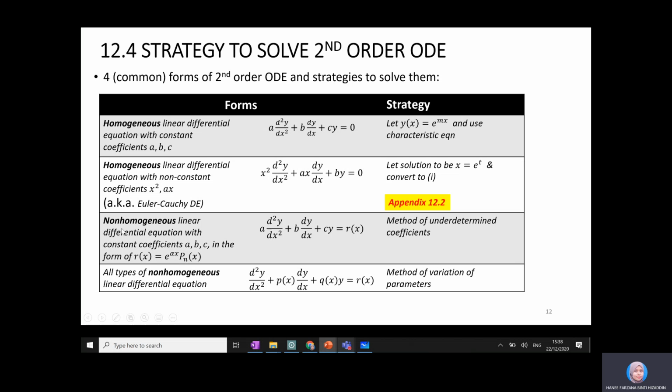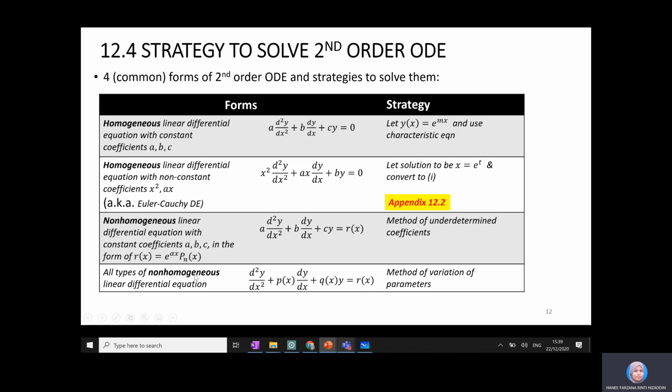So the third type is the non-homogeneous linear ODE with constant coefficients A, B, C in the form of Rx here. Because it's non-homogeneous, the right-hand side of the equation is not equal to 0, and it's a function of the independent variable, Rx. So the form of Rx here is an exponential of alpha x, or a combination with a polynomial of degree n as a function of x. So we use the method of undetermined coefficients for this type of ODE.